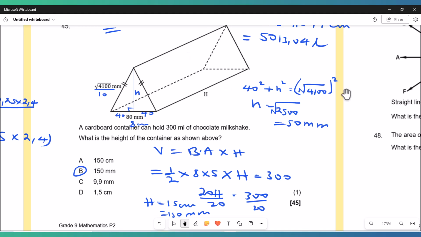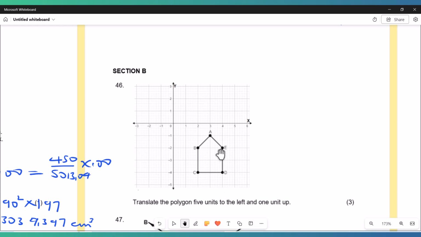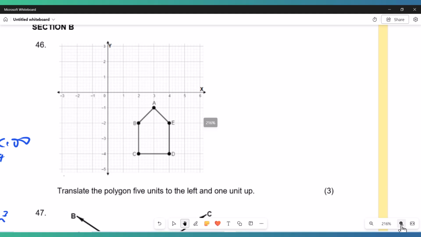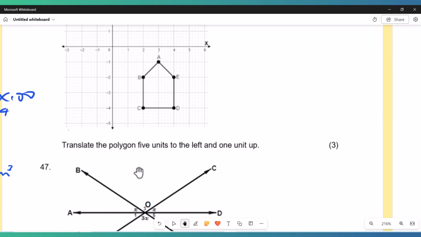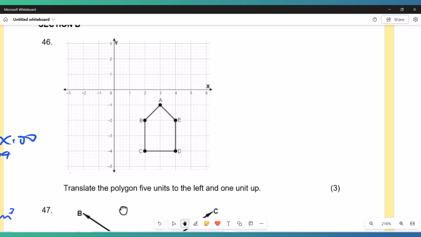Let's look at section B now. They say to translate the polygon 5 units to the left and 1 unit up. If they say 5 units to the left and 1 unit up, we take one point at a time, then we translate that. Now they say 5 units to the left. Let's take the tip here. I want us to do this.